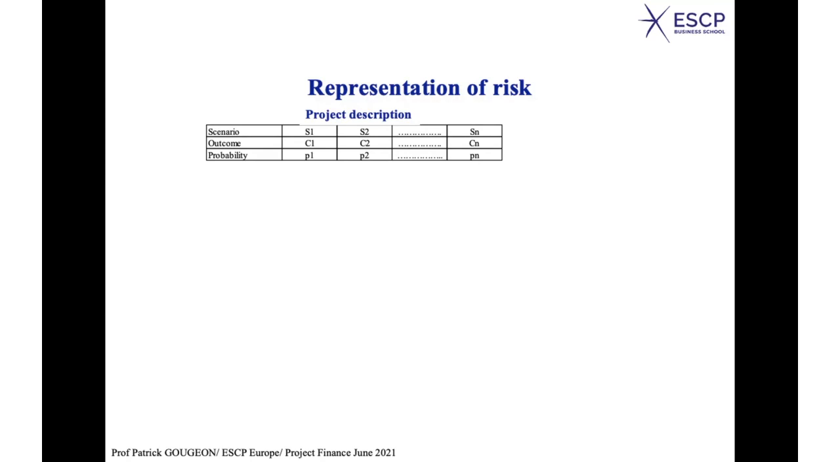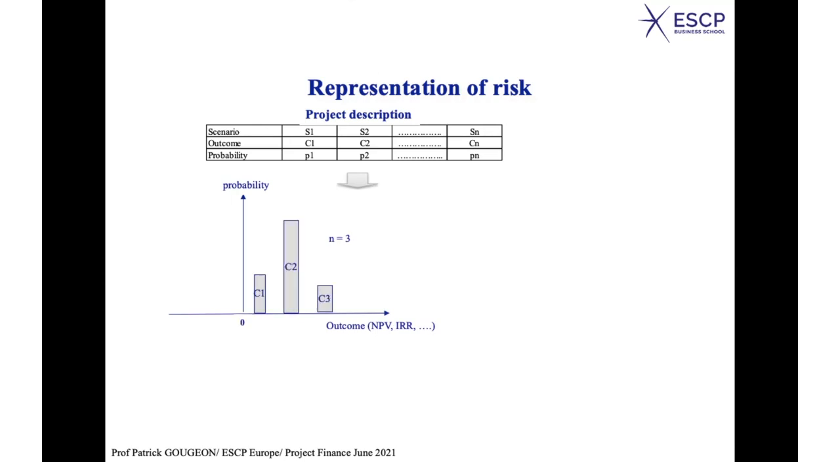Okay, so if you look at this, you can obtain directly a graph like this one, which you are very familiar with. On the horizontal axis, you will measure the outcome. Here again, let's consider the net present value or the internal rate of return, and the probability would be measured on the vertical axis, and then you obtain a probability distribution.